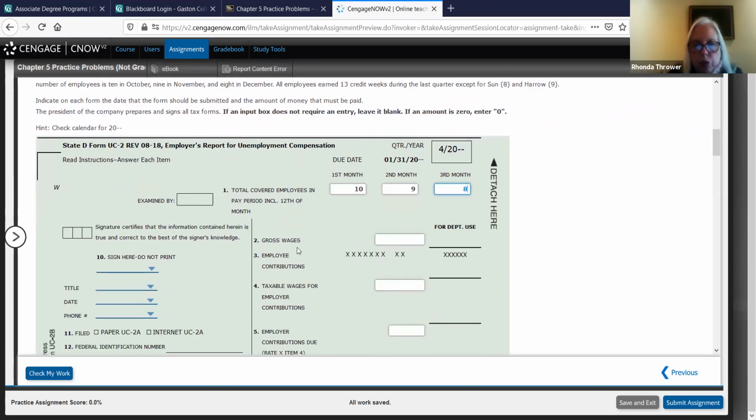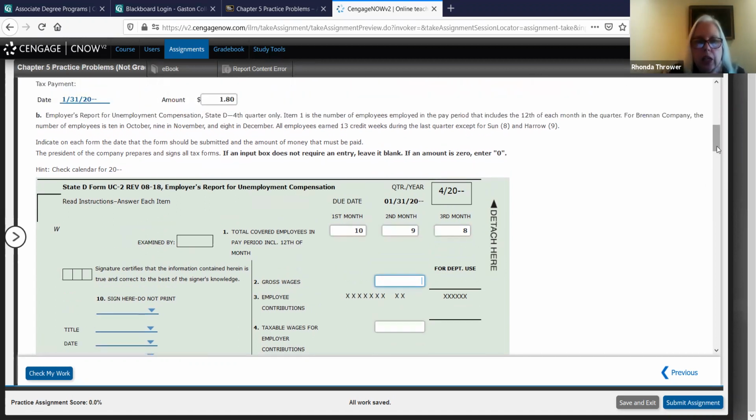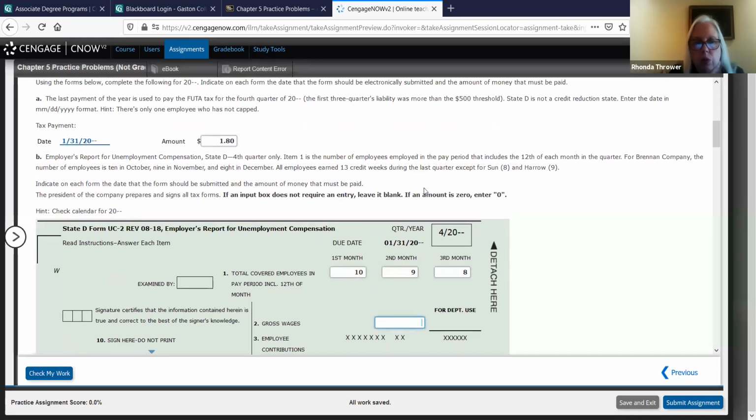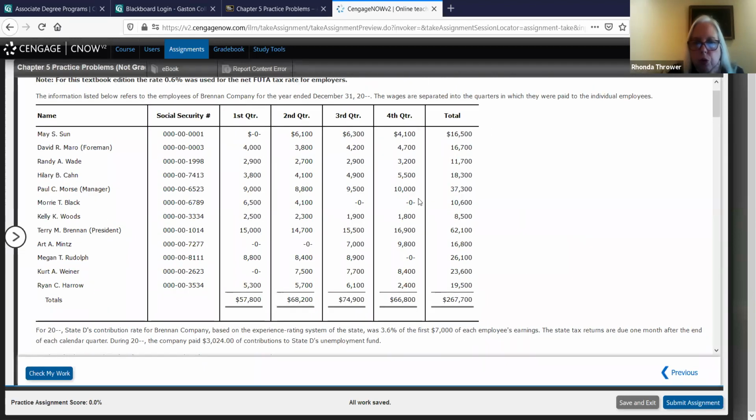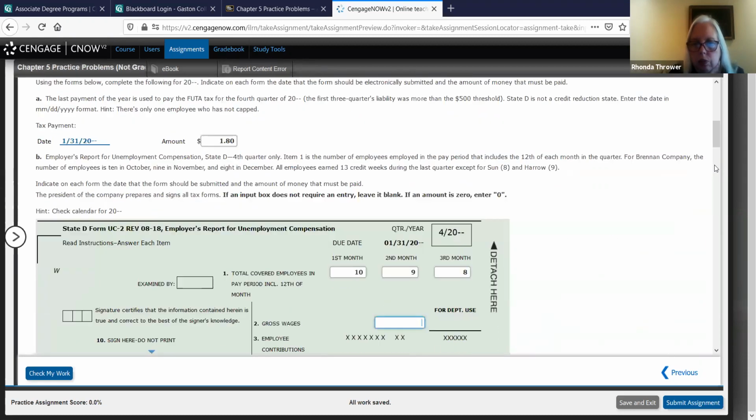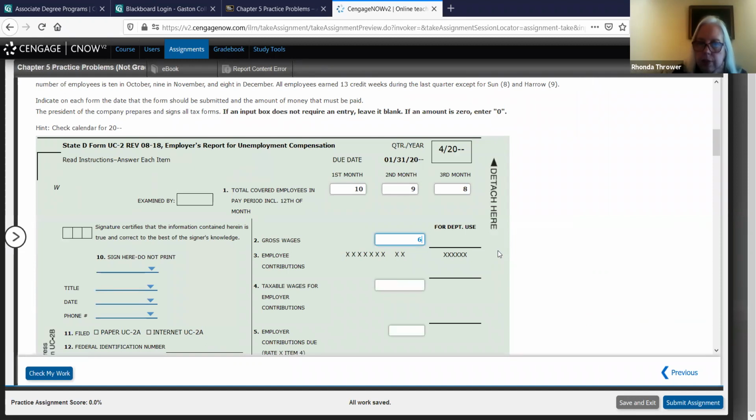They also want you to record the gross wages. And this is just for the quarter, the last quarter of the year. That's all they want for the fourth quarter only. So the fourth quarter total wages are $66,800. 66,800 goes in this block right here.